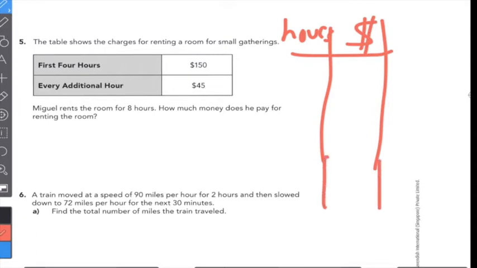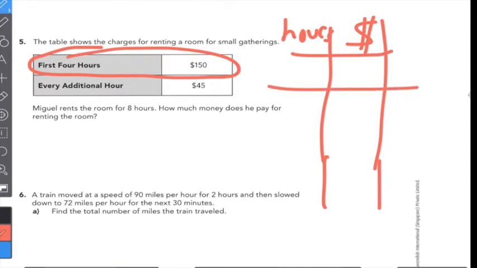Okay, so the thing is, for the table, it says for the first 4 hours they charge $150. That means if you have 1 hour, that's $150. If you have 2 hours, it's still only $150. 3 hours, $150, and 4 hours is $150. So it doesn't matter if you rent it out for 1, 2, 3, or 4. It's going to be $150. So what I'm going to do is write down 1 through 4 is $150.